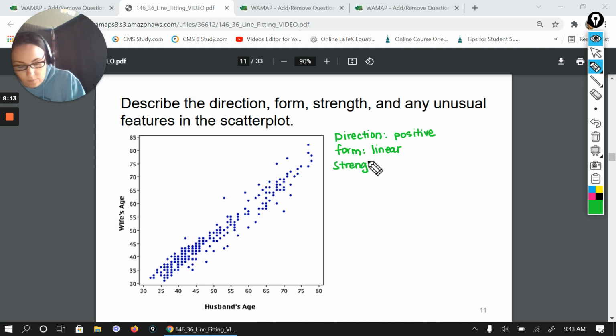Strength, I would say that looks pretty strong to me, strong linear. Unusual features, like outliers, I would say probably none. Now, we could argue maybe this point is a little far away, but it doesn't seem to be too far away. So I don't know if I would count that as an outlier. The x-axis is the explanatory variable, and the y-axis is the response variable.